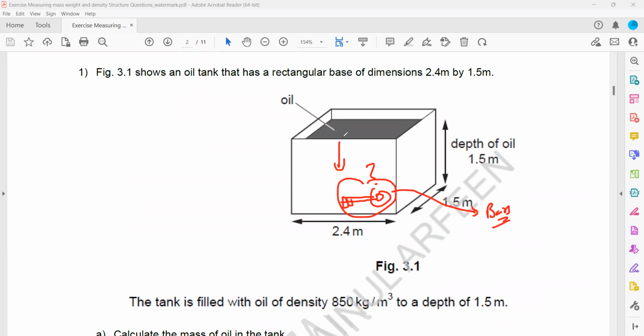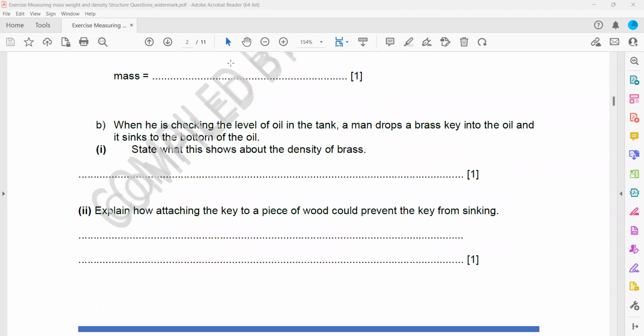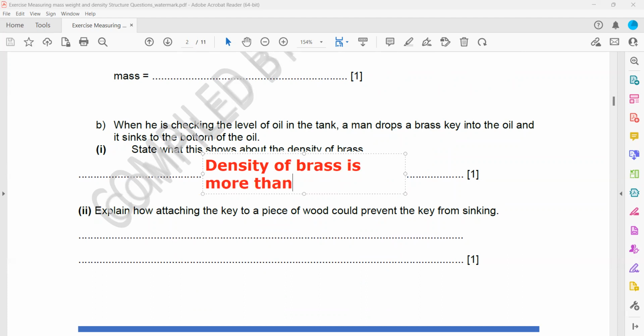So we can say that the density of the key or brass is more than the density of oil. So what this shows about the density of the brass, we can say that the density of the brass is more than oil.